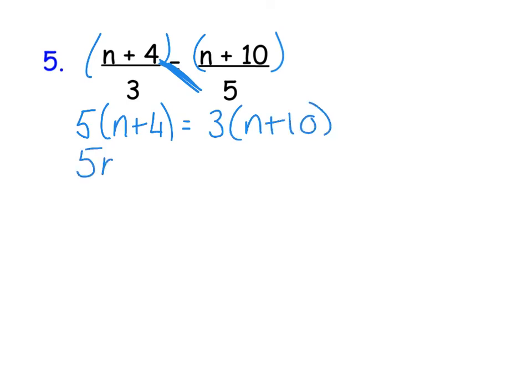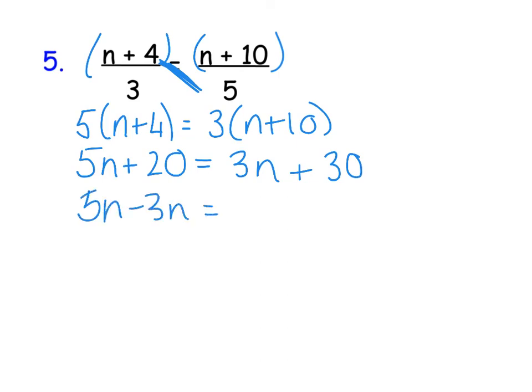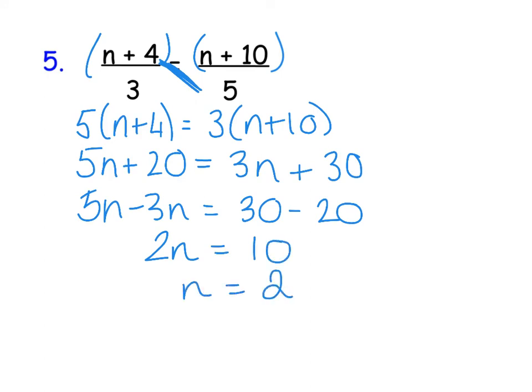Expand those out, 5n plus 20 equals 3n plus 30. Letters left, numbers right. 5n minus 3n equals positive 30, take away 20. Remember, it's all just doing change side change operation here. That leaves us 2n equals 10. So n equals 2, don't think so. n equals 5.